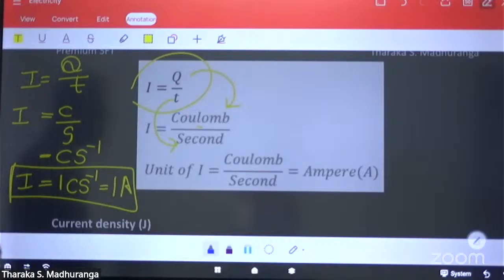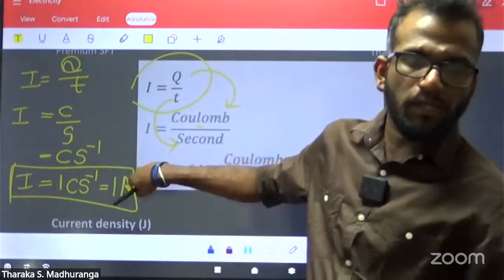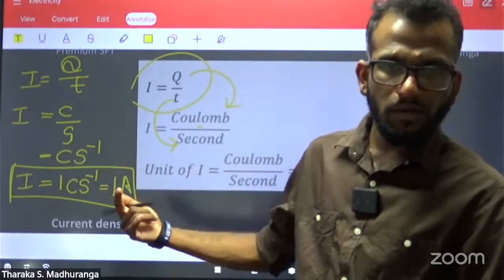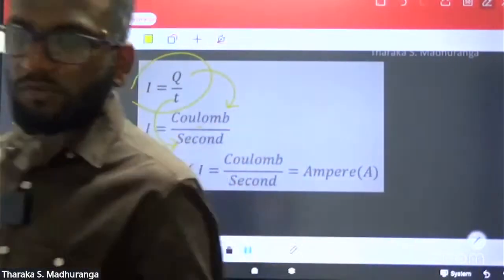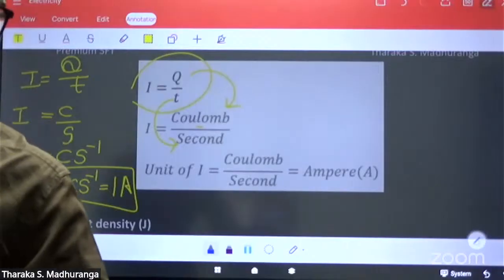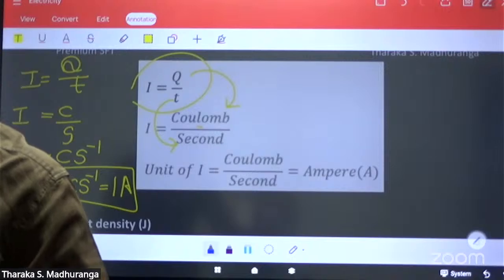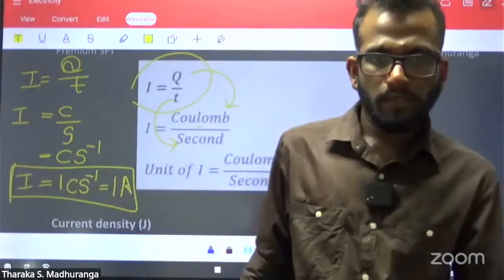1 C s⁻¹ equals 1 ampere. Ampere is actually a scientist's name. The scientist who found the current concept is Ampere, and we use the ampere as the standard unit for current. Okay, ampere is the unit.